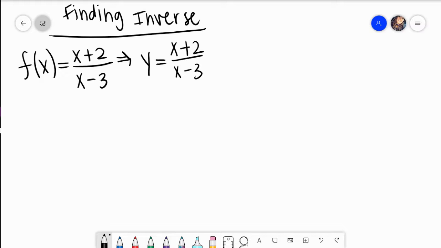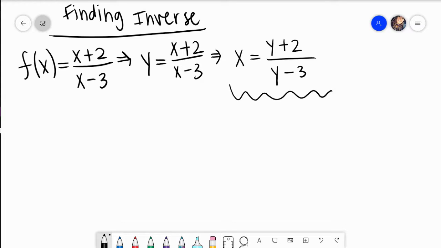Now, what I'm going to do is that first step, which told us to switch my x's and my y's. So what I get is x. It's kind of wonky looking. What I get is x equals y plus 2 over y minus 3. Okay, so this is now the equation that I'm using to solve for y.